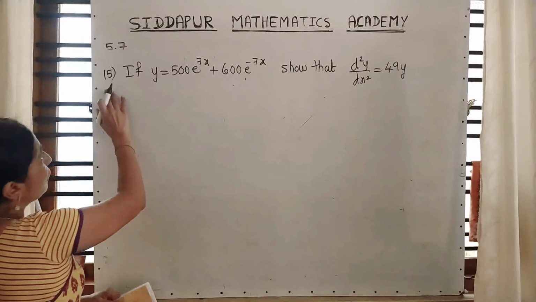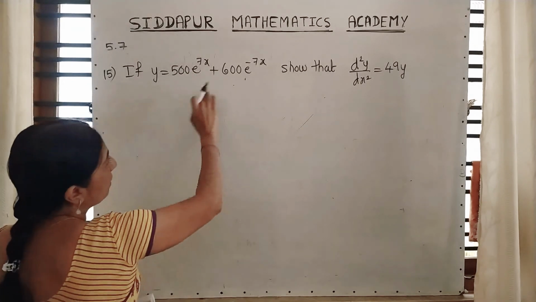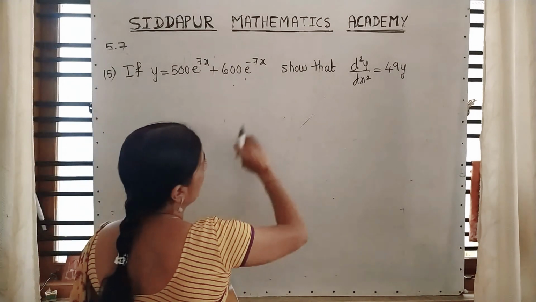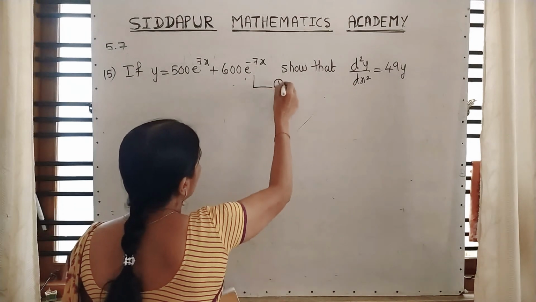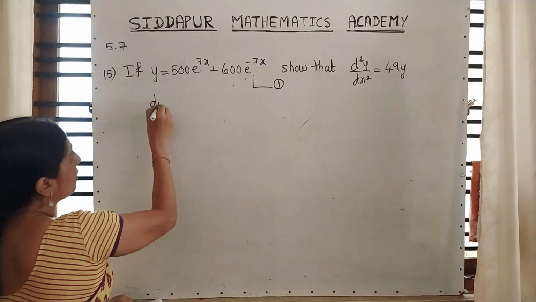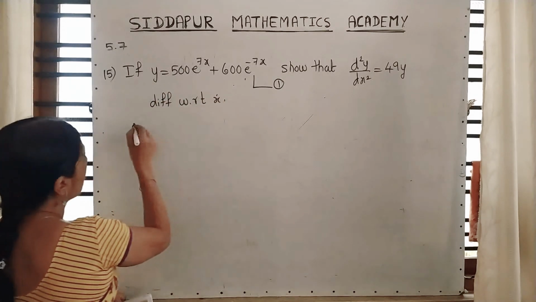See the next question, the 15th one. If y is equal to 500 e raised to 7x plus 600 e raised to minus 7x, show that this is the result. Let us call this equation 1. Differentiating with respect to x.